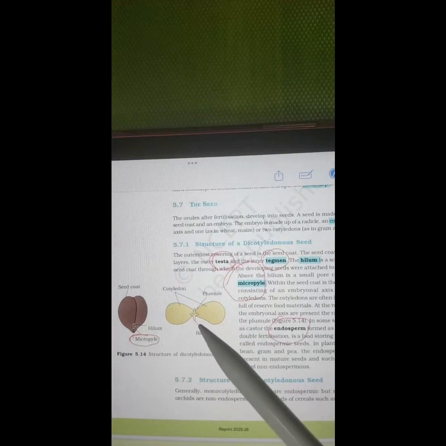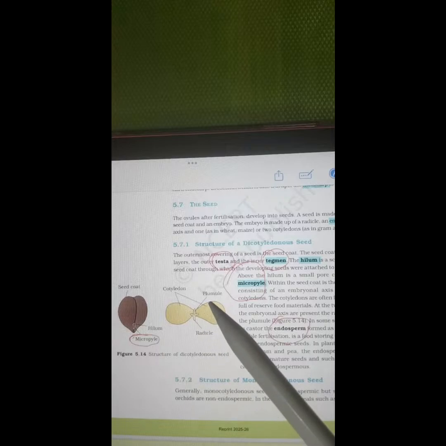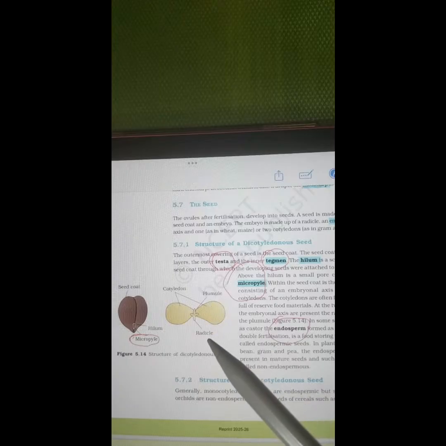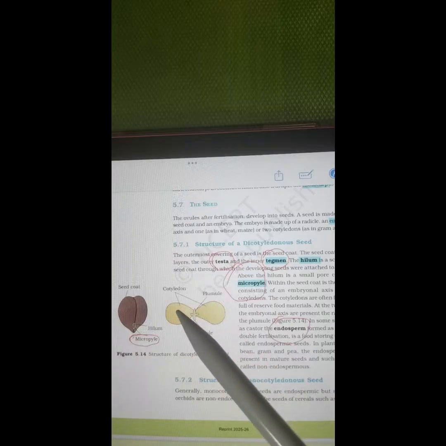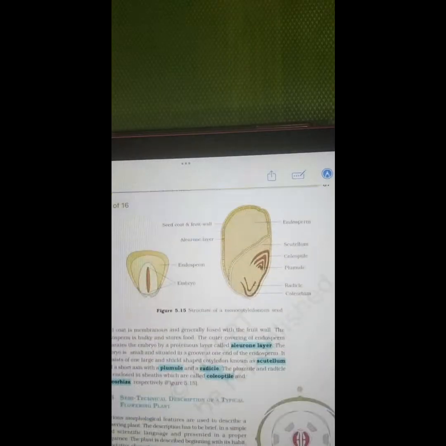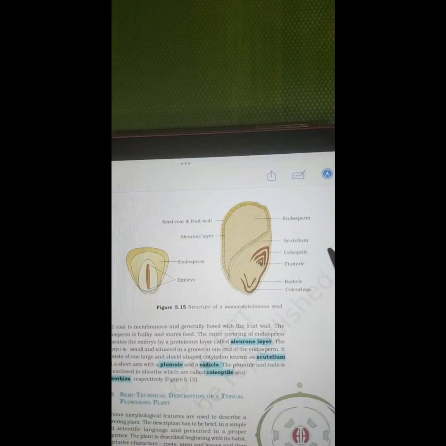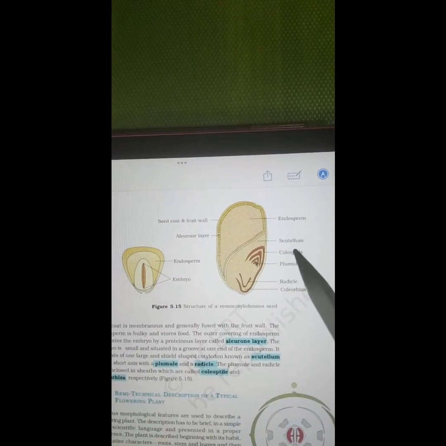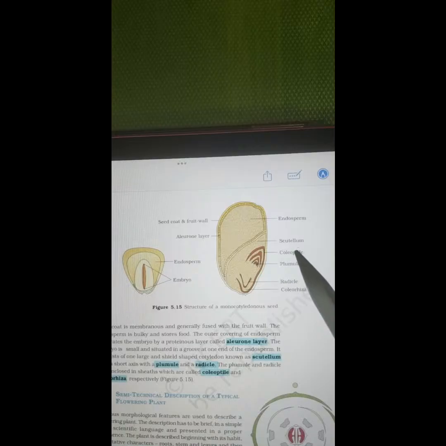Embryonal axis, this was studied by you in grade 10 also. So embryonal axis is divided into two parts. The bottommost part is known as radicle, the upward part is known as plumule. Radicle will form the future root, plumule will form the future shoot, and the reserve food will be stored by the cotyledons. Monocot seed will have endosperm, scutellum, which is the cotyledon of monocot, right?